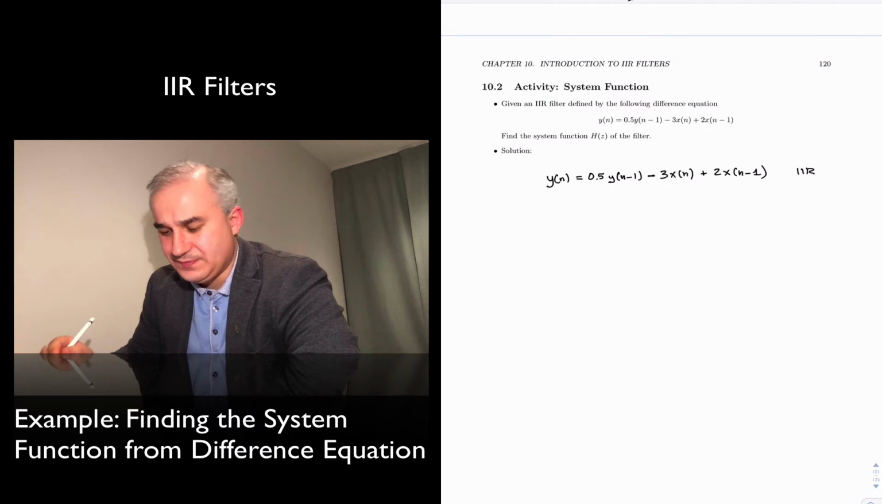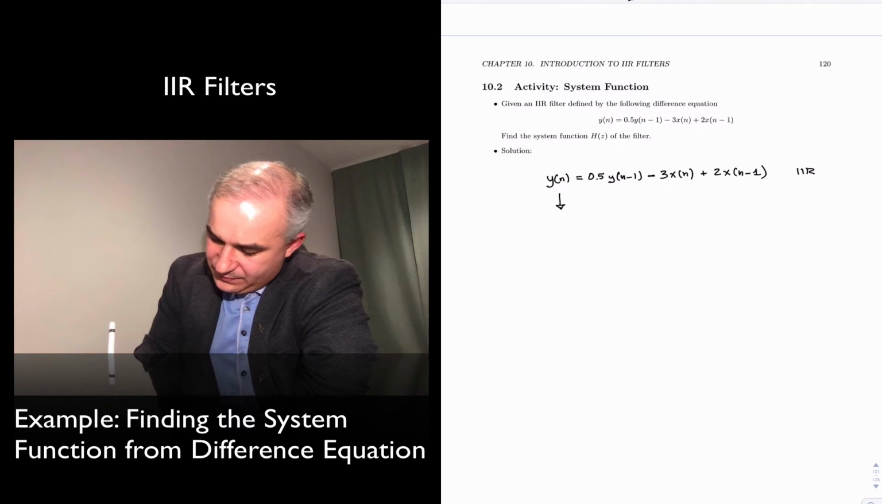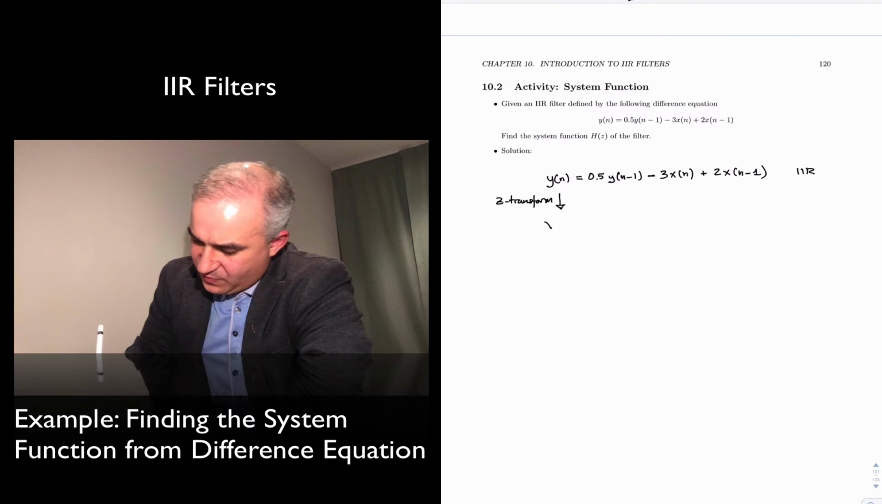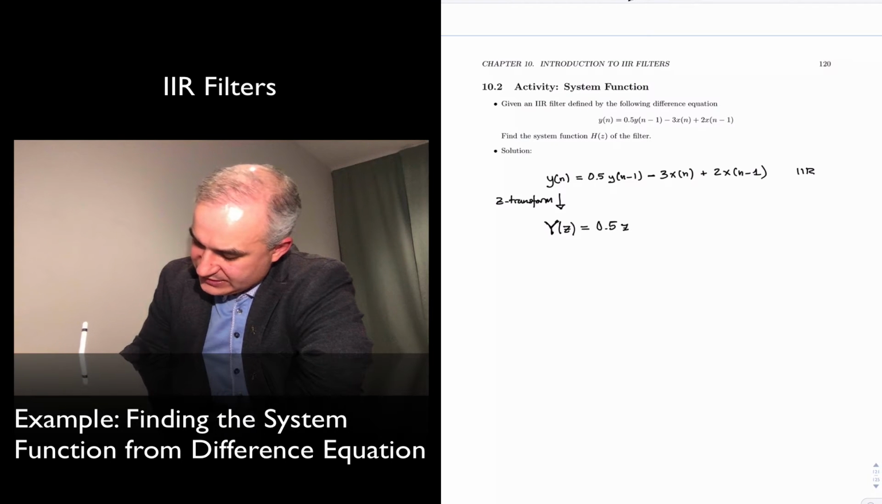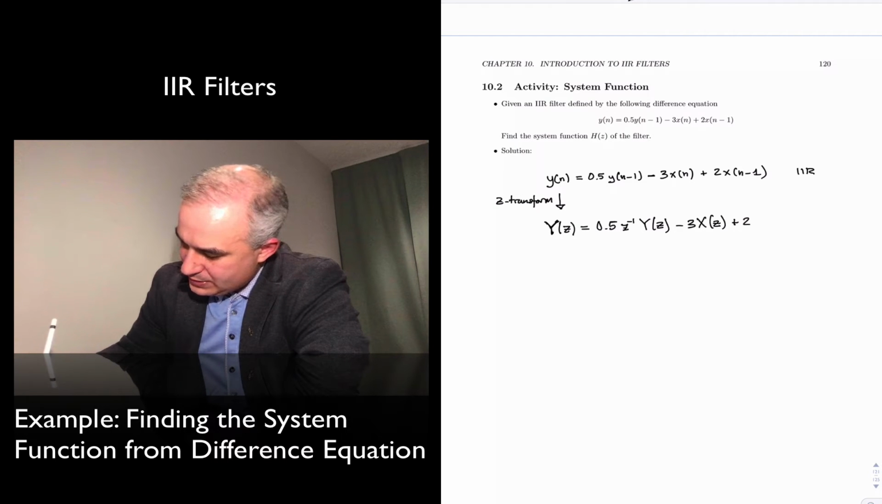Let's find the transfer function or the system function. To find the system function, we take the Z transform. And so we have that the Z transform of y of n is capital Y of z. And we have 0.5, a delayed version, so this is z to the minus 1, Y of z, minus 3 X of z, plus 2 z to the minus 1 X of z.